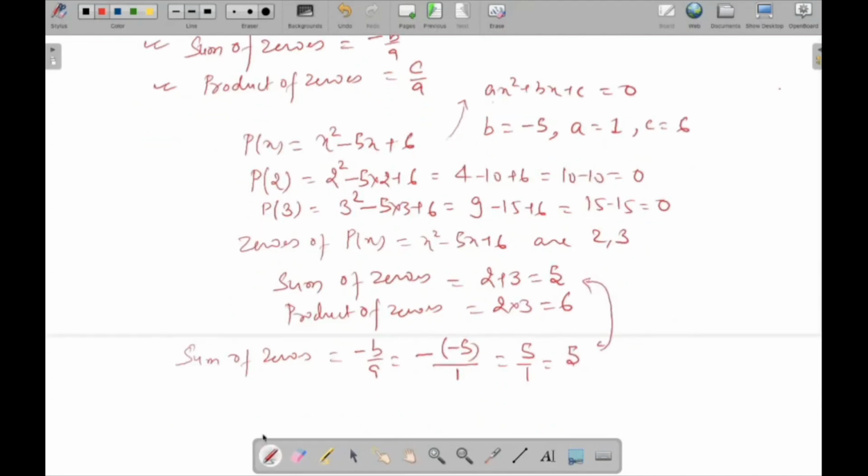Now if I am going to get the product of zeros, I'll get c by a, while my c is 6 and a is 1, so I'll get 6. So this is also using the formula, I will get this. So you can verify this result using any quadratic polynomial, and it will be true for all of them.